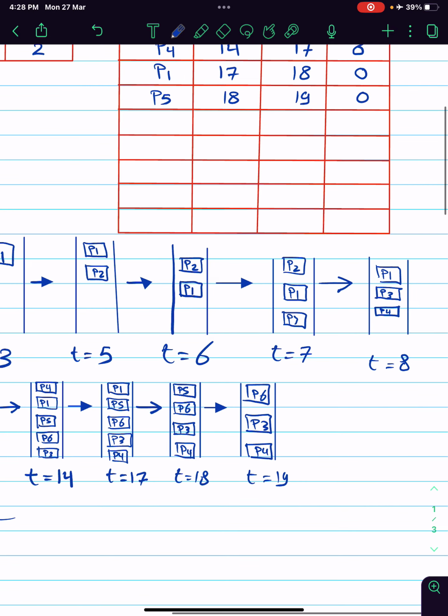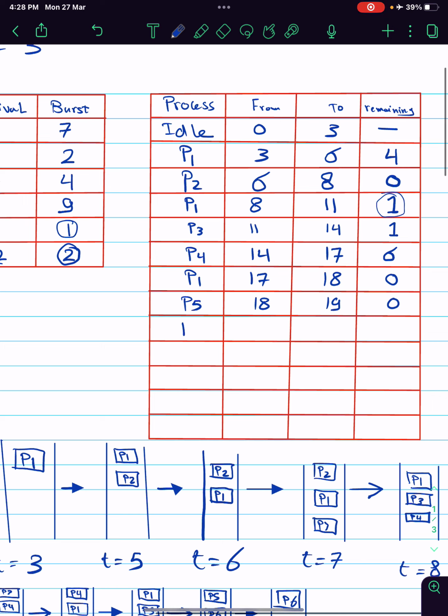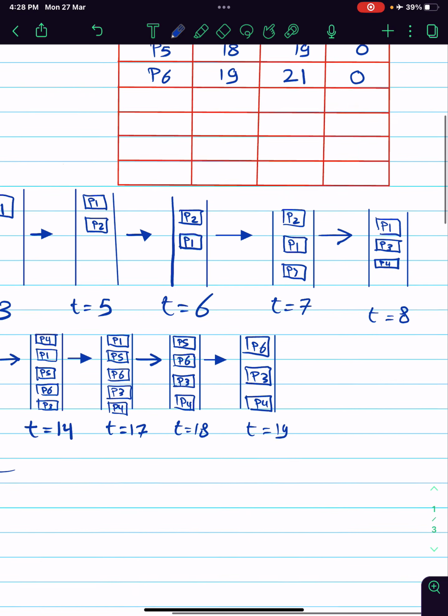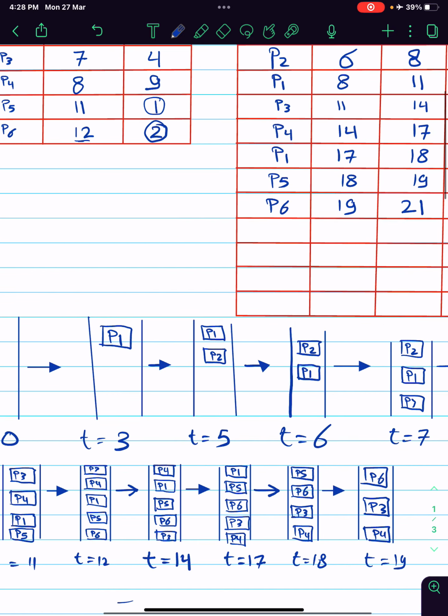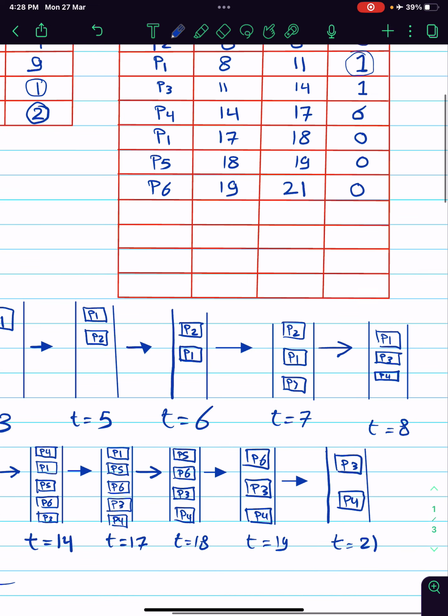Okay. Now P6 has the turn. What is the burst of P6? P6 is 2. So P6 is going to work from 19 to 21 with the remaining of a 0, right? So now at time 21, this will leave, and you will have in the queue here P3 and P4. This is time 21, all right?